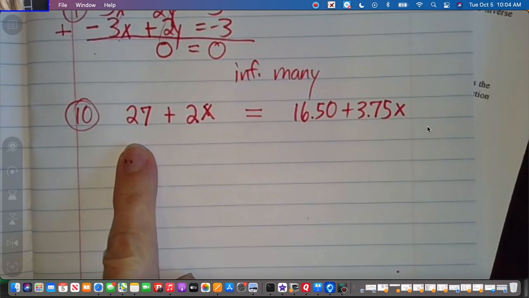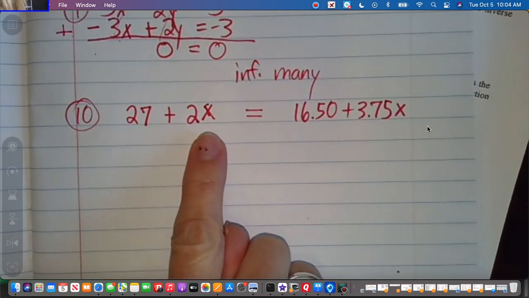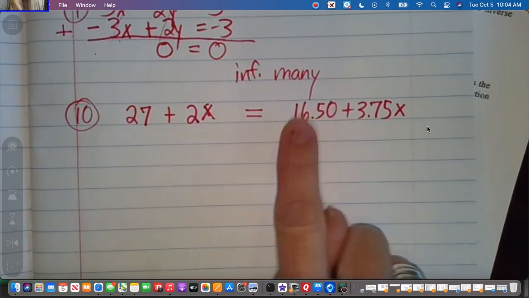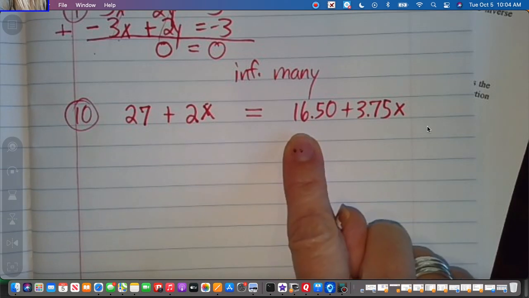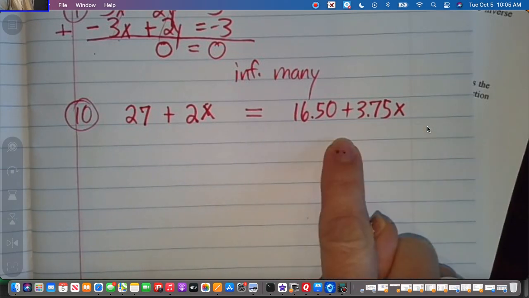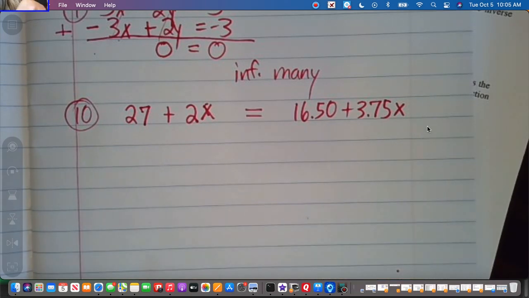It says it's $27 plus $2 per hour, so the X is your hours. If it was 1 hour, it would have been $2. If it was 2 hours, it would have been 4. Then the other one is $16.50 plus $3.75 per hour. Do y'all see how I wrote that one? And then they want to know when they're equal.